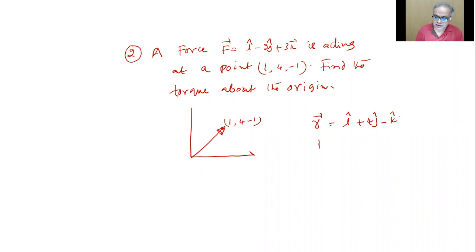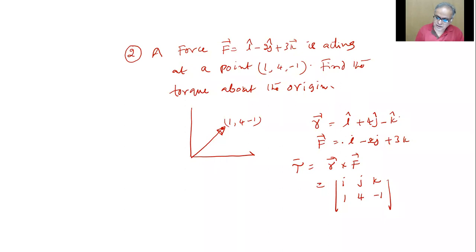And F is already there: i - 2j + 3k. So torque tau equals R cross F equals what? i, j, k. R should be written first. R components 1, 4, -1. Then F components 1, -2, 3.